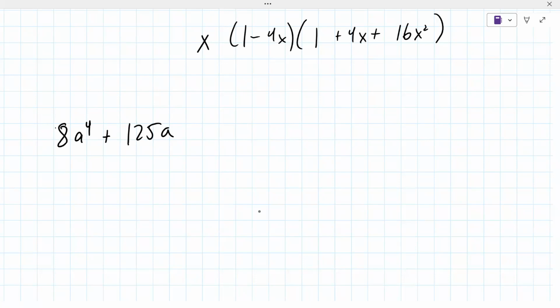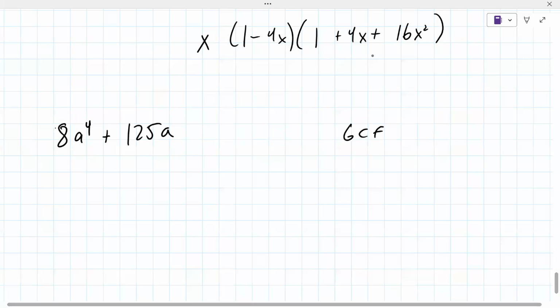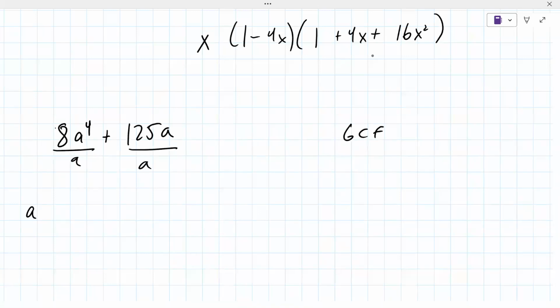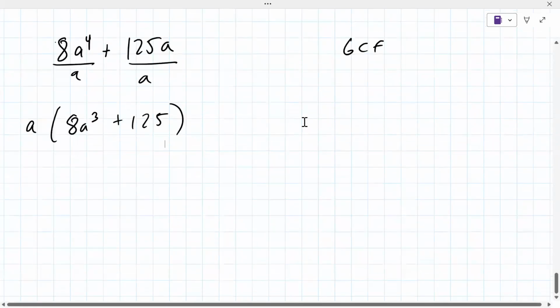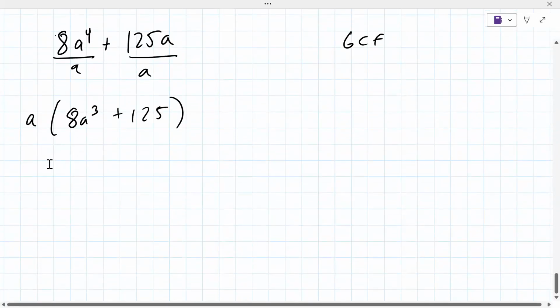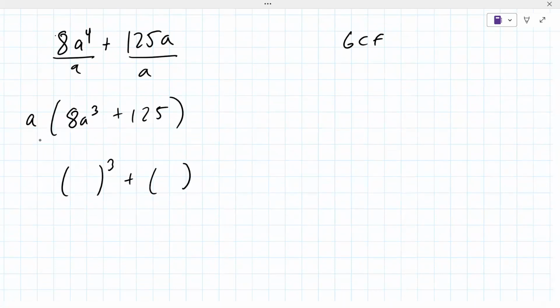What can you do here? Do you see a GCF? Do you see a greatest common factor that goes in both 8a to the fourth and 125a? Could be a letter, could be a number, could be both. A. A goes in for both. So you divide both by a, it becomes 8a cubed plus 125. And what you want to do is basically like that a is just off to the side. It's going to be part of your answer, but you would just ignore it for the moment.